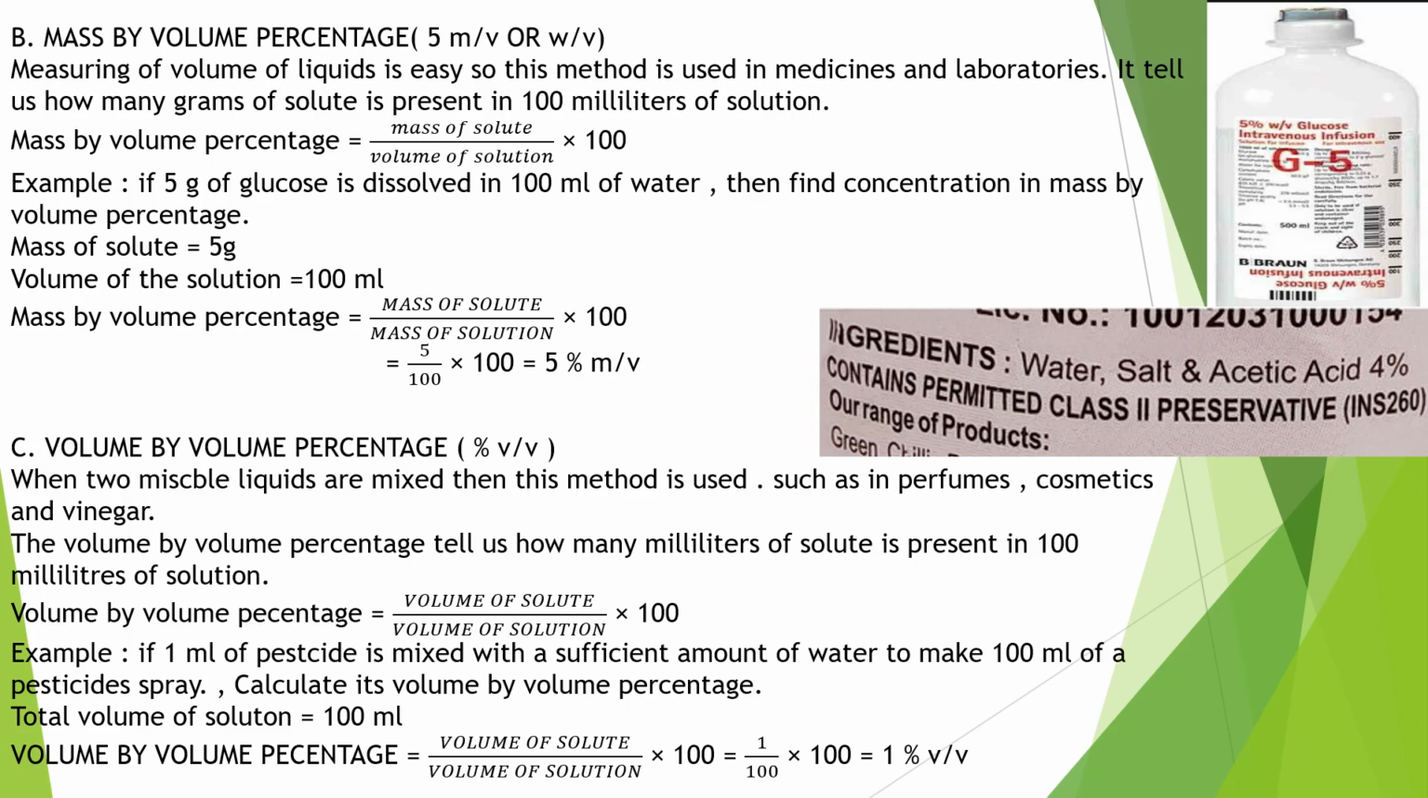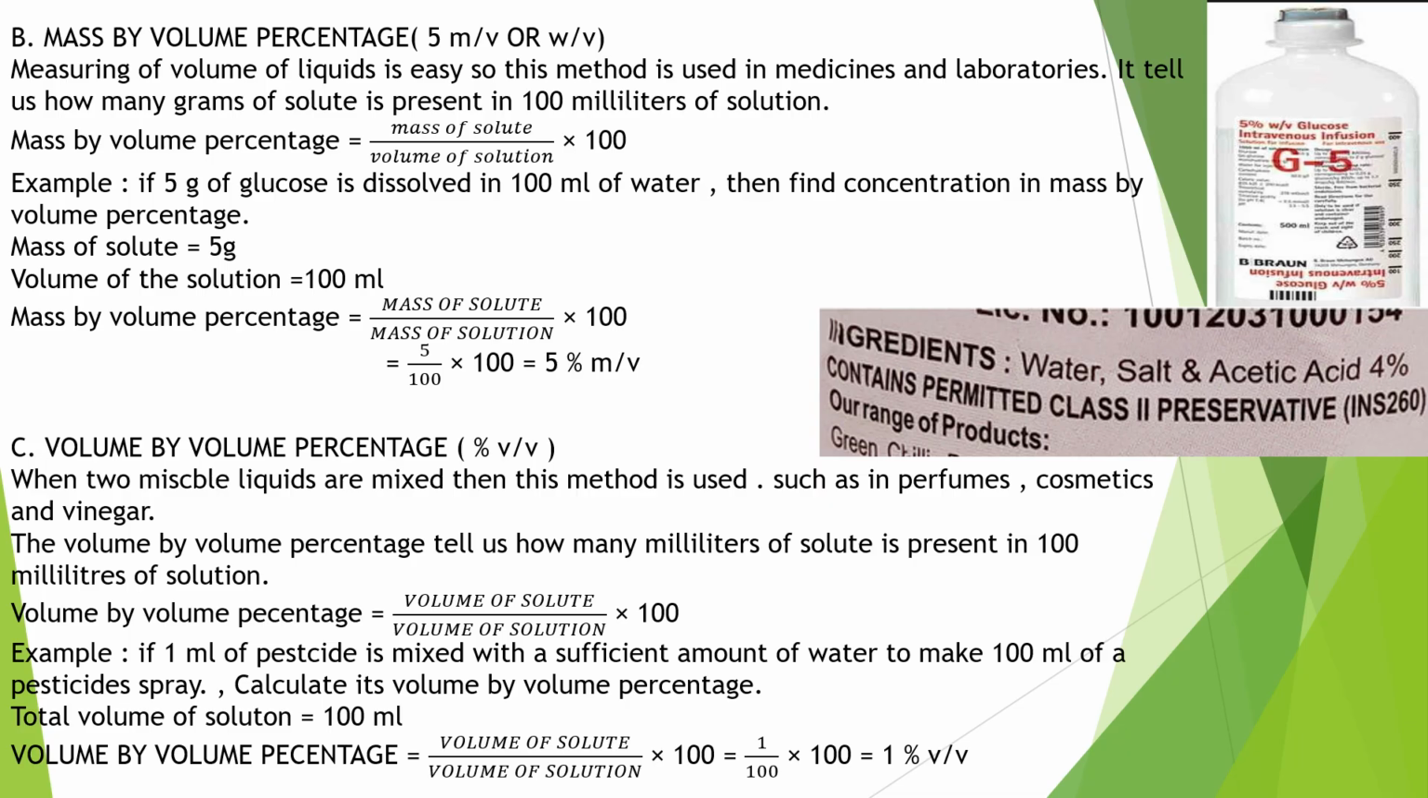Now volume by volume percentage, V upon V. When two miscible liquids are mixed, then this method is used, such as perfumes, cosmetics, and vinegars. The volume by volume percentage tells us how many milliliters of solute is present in 100 milliliters of solution. Volume by volume percentage is volume of solute upon volume of solution into 100.